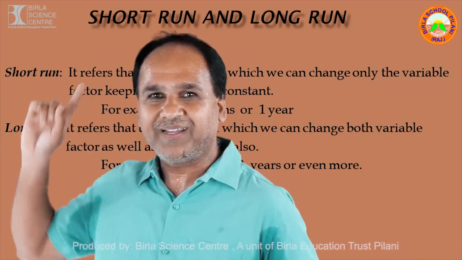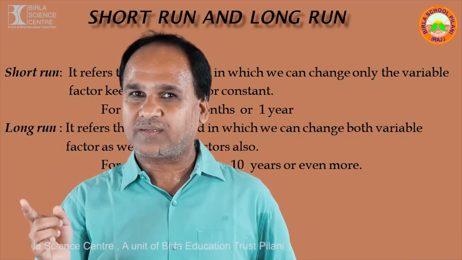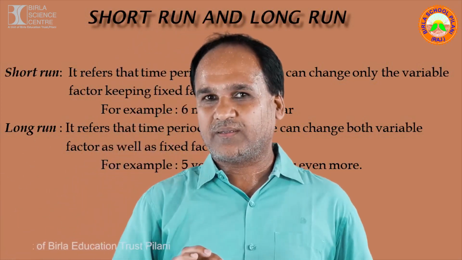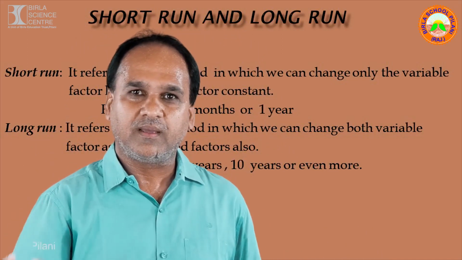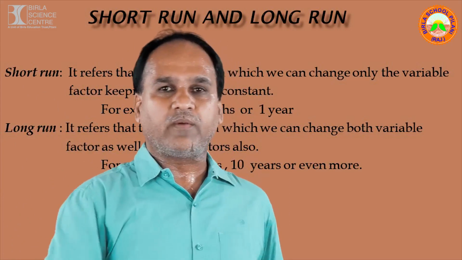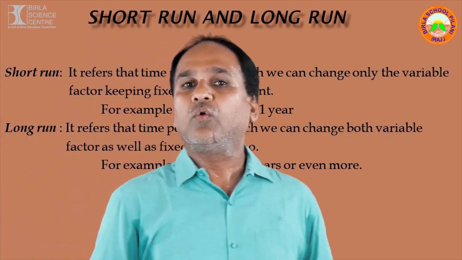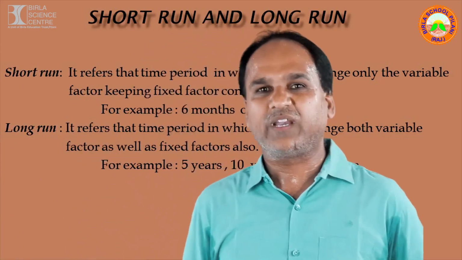Again, remember my dear, the same example. Machine is the fixed factor. Labor is the variable factor. So in long run, we are having a sufficient amount of time. So what can we do? We can change both the fixed factor as well as the variable factor.